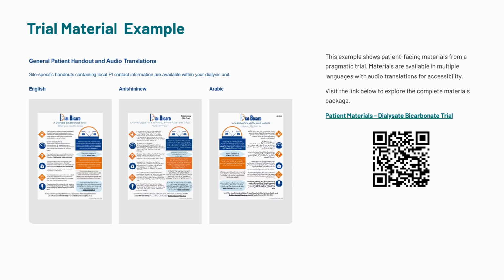Here's an example of patient-facing trial materials from a pragmatic trial. These are designed to be clear, culturally appropriate, and accessible to diverse populations. The materials are offered in multiple languages, like English, Anishinaabe, and Arabic, and also include audio versions, which matters when reading level, vision, or comfort with written materials is a barrier. The goal is to help people quickly understand what the study is, who might be eligible, and what participation involves, without making them work for it. If you want to see the full package with all 19 languages, use the QR code on this slide.